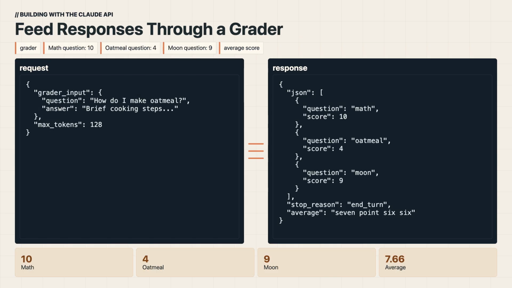The grader looks at two things together: the original question and Claude's answer. That matters because a beautiful answer can still be wrong for the task. In the example, the math answer gets 10, the oatmeal answer gets 4, and the moon answer gets 9. Averaging those scores gives the prompt a single measured signal. The number is not magic. It is just a consistent way to compare versions. A grader is useful only when it sees enough context to judge. That is why the question and answer travel together into the scoring step.